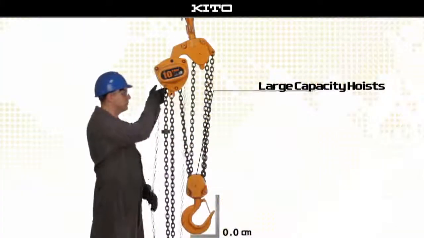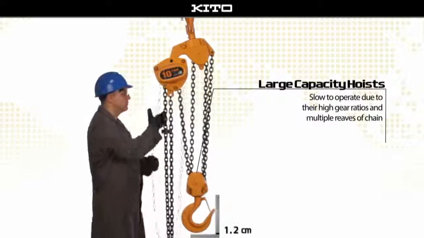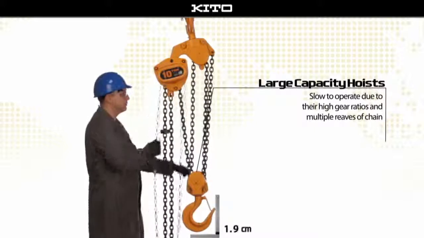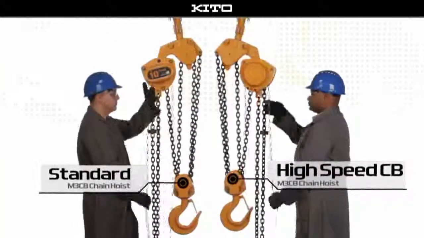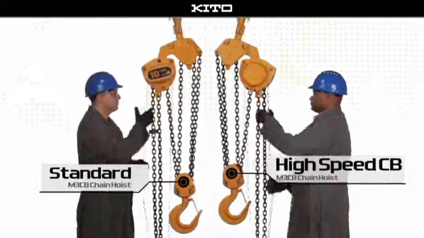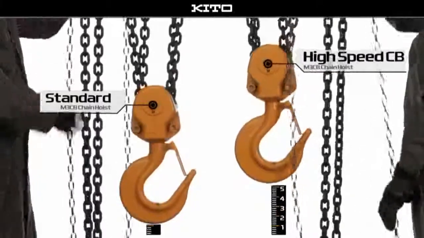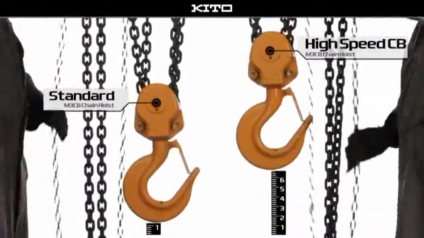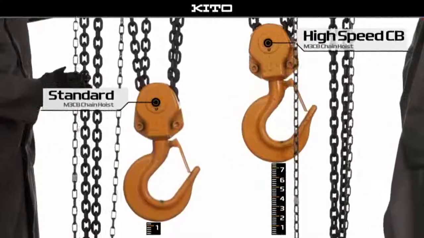Large capacity hoists are notoriously slow to operate due to their high gear ratios and multiple reads of chain. To address this problem, Kito's new high-speed CB hand chain hoist features an innovative mechanism that senses the hoist load and changes the gears automatically. When loaded, a high-speed CB hoist and a standard M3CB hoist will lift at exactly the same speed. However, when unloaded, the high-speed CB hoist operates 7 times faster than a standard unit in the up or down direction. This will save you valuable time during any type of application setup or hook repositioning.